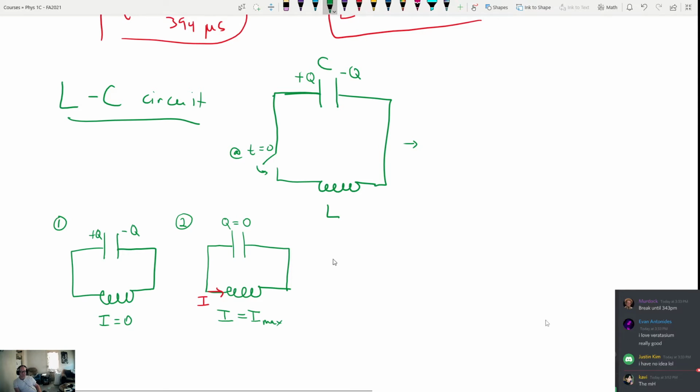So the next step here is that the polarity of the capacitor is now going to be positive Q on this side and negative Q on this side, and there will be no current flowing through our inductor. So I is equal to 0 now.